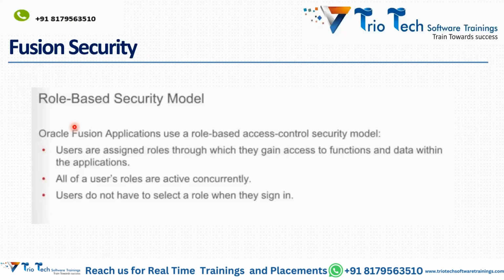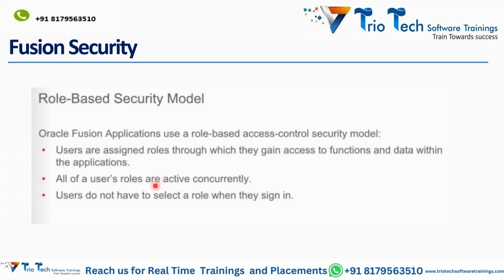Once we assign those roles, they'll be able to see the options, or they'll be able to see the modules, or they'll be able to access the modules. Okay. Now, the role-based security model: Oracle Fusion applications use a role-based security model where users are assigned roles through which they gain access to the function and the data within the application. Which means that for any module you want to use, let's say general ledger, accounts payables, receivables, first you need to have that role for your user, and then accordingly you'll be able to use the particular module. Correct.